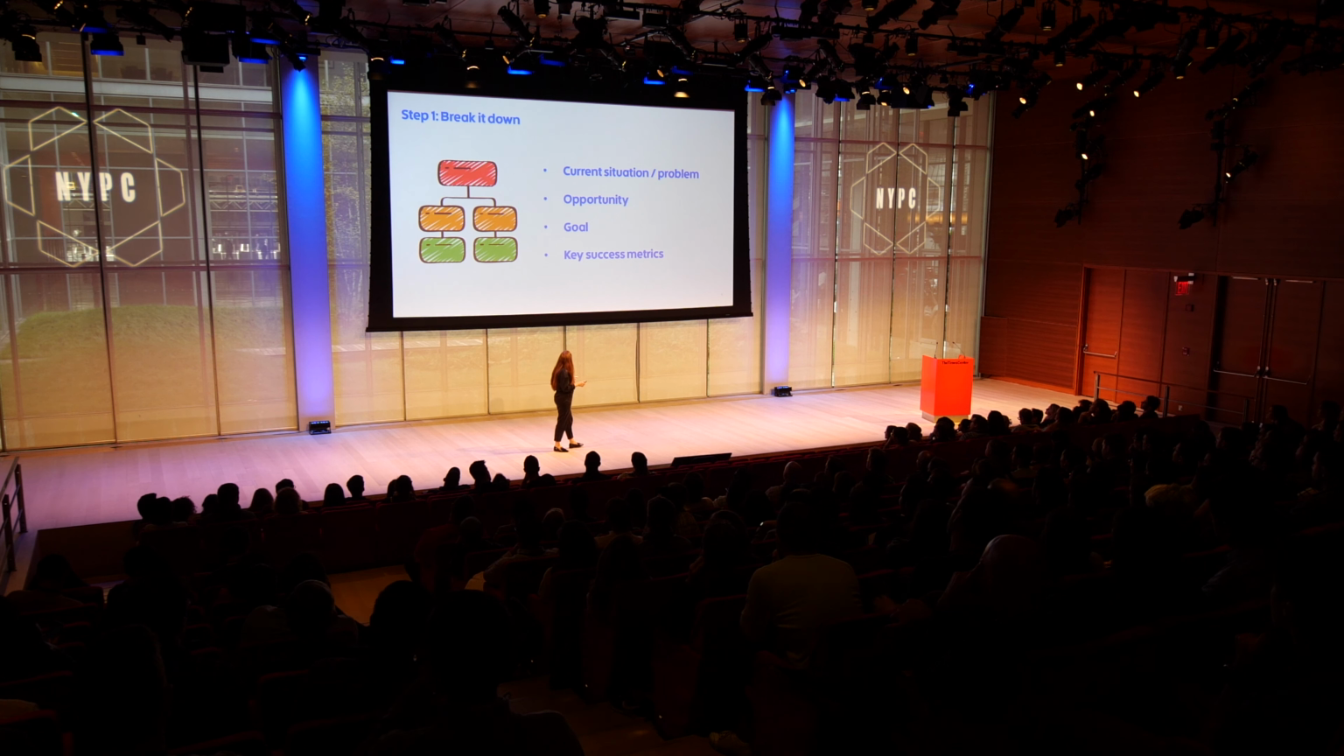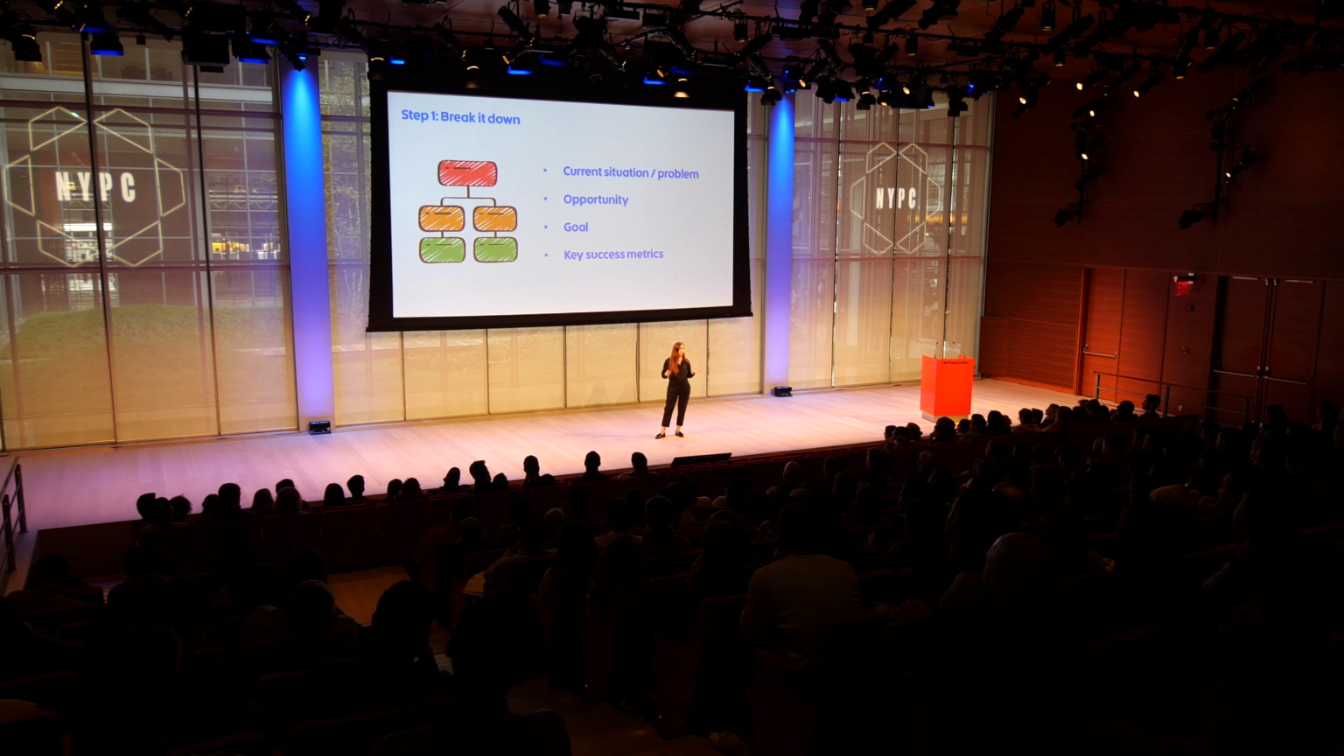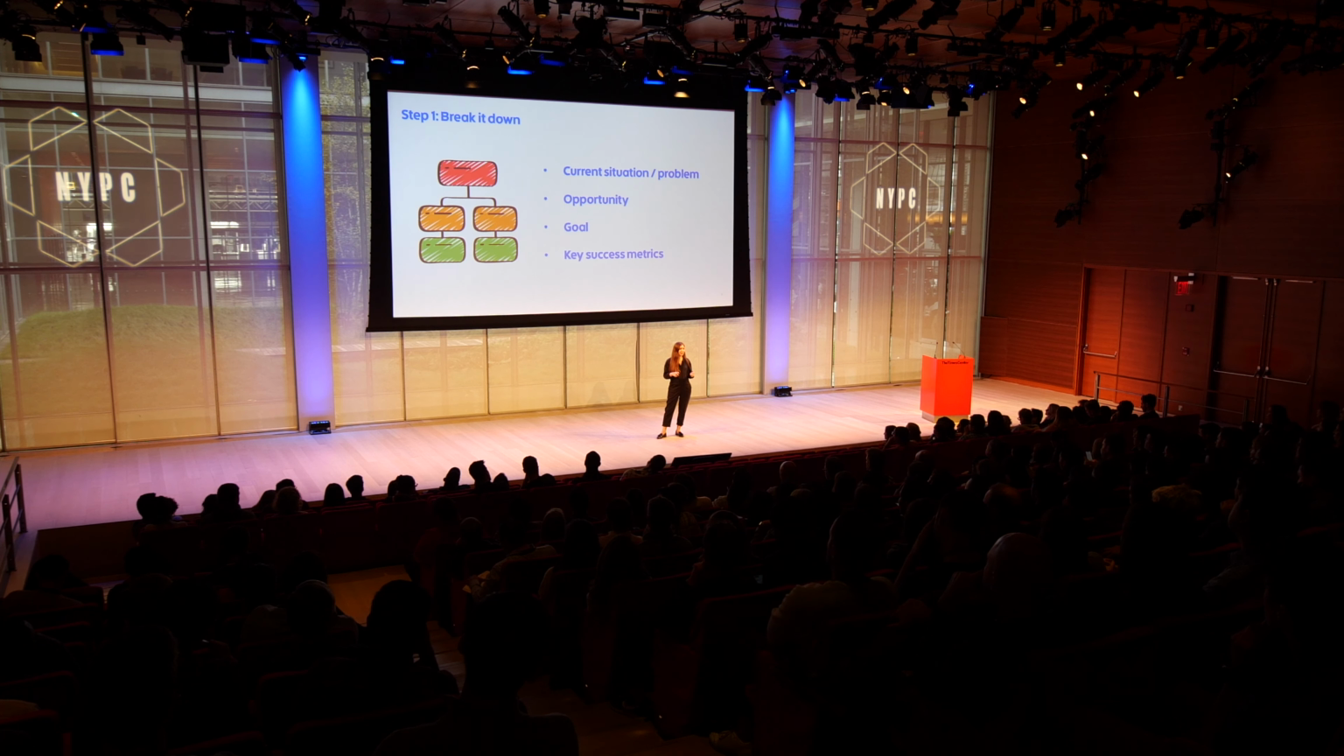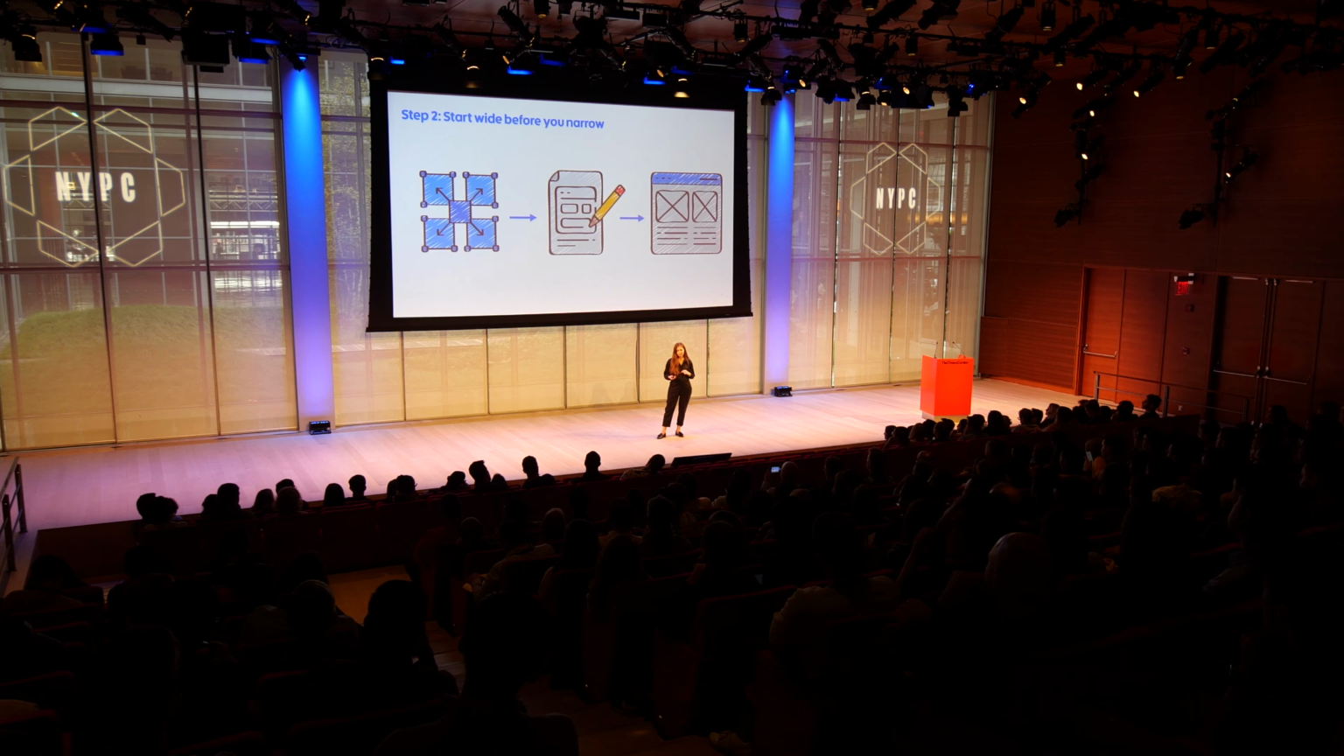So how did we do this? We started by first just breaking down what the problem is that we're trying to solve for. Really try to understand the opportunity and what is our goal. And the other big thing here is you want to know what are your key metrics for success here. Big tip here is align on this with your stakeholders early. You might find you're on very different pages before you kick off your project.